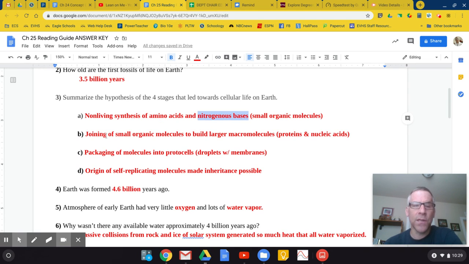Our second stage is those monomers actually anabolically synthesizing and getting put together to build those larger macromolecules of life, proteins and nucleic acids. And then our next step, stage 3, is having those molecules able to survive. To survive in the harsh environments of the molecular world meant protection. And in our understanding today, protection comes from cellular membranes. Cell membranes give that protection.